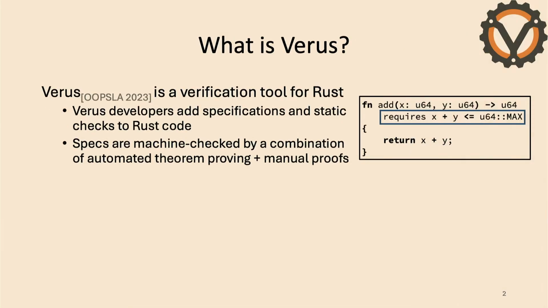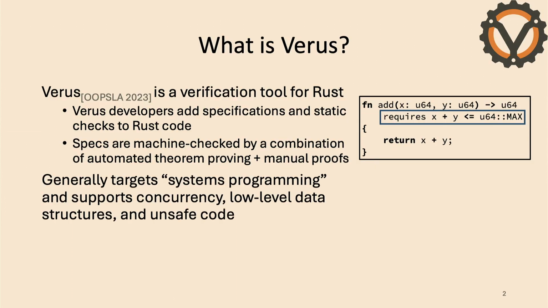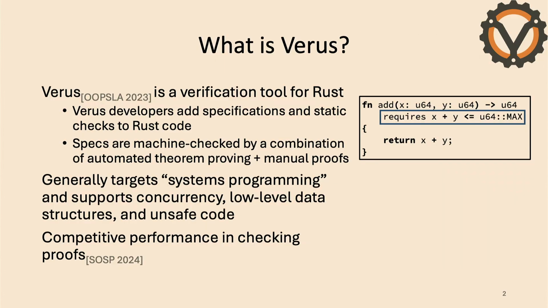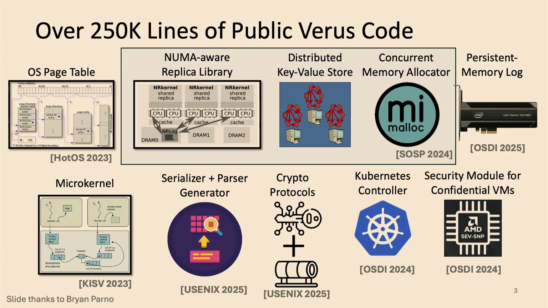OK, so in Verus, these specifications are machine checked by a combination of automated theorem proving and manual proofs by the developer. Verus generally targets systems programming and supports concurrency, low-level data structures, and unsafe code, and it generally has competitive performance in the machine checking of these proofs. Verus is open source, and there is much open source code written in Verus, over 250,000 lines. Things that are verified in full or in part, such as memory allocators, OS components, and cryptographic protocols, among others.